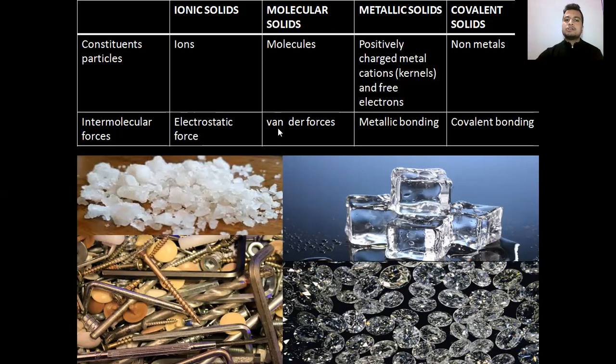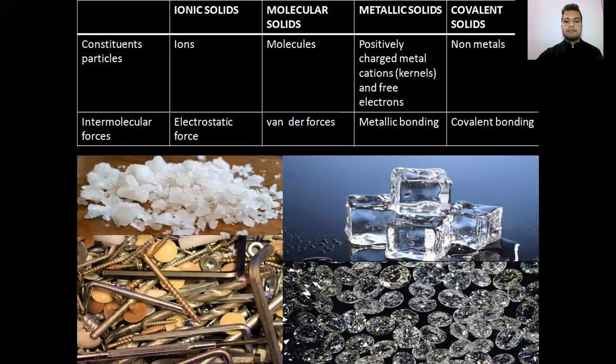In the case of a molecular solid, as you have learned in class 11 in your basics, it is the van der Waals forces. We have many different kinds of van der Waals forces, and we'll see what the different van der Waals forces operating are. Then metallic solids are held together by a particular type of force, which we call metallic bonding. We'll be coming into that in detail. And then the covalent solid, by the name itself, has covalent bonding, sharing of electrons.